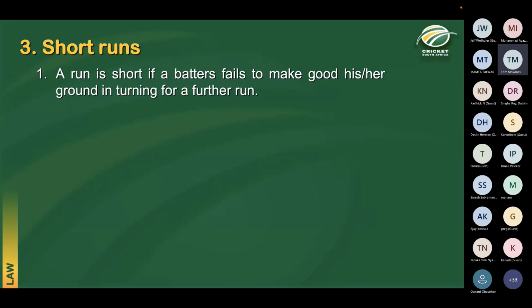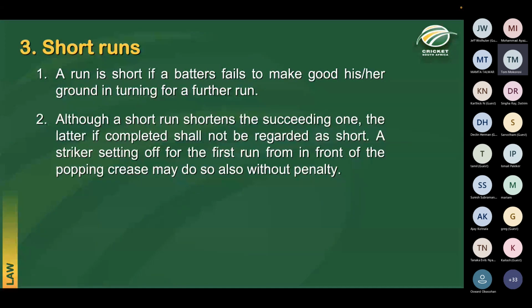If you are turning for a second run and either of the batters do not make good their ground, they do not have any part of their bat or person grounded beyond the popping crease on the opposite end when they turn for the second run, then that run will be short. Although a short run shortens the succeeding one, the latter, if completed, shall not be regarded as short. So if a batter turns short at the end of the first run, but completes the second run, it will count as completed.